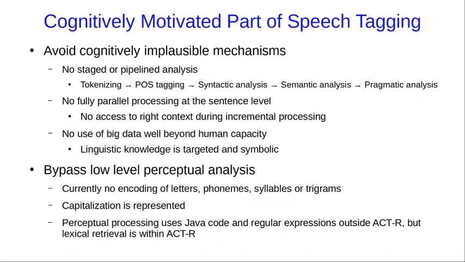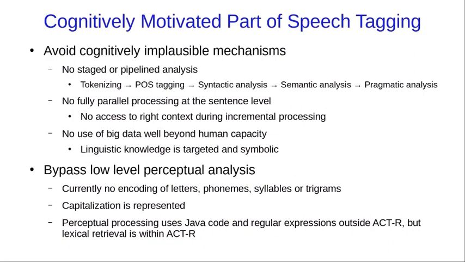We also avoid cognitively implausible mechanisms. There is no staged or pipelined analysis in double R grammar. So there's no tokenizing stage that provides the input to part of speech tagging, that provides the part of speech to syntactic analysis. These different stages are integrated in double R grammar. There is no fully parallel processing at the sentence level. Since there's no access to the right context during incremental processing, the entire sentence cannot be considered in parallel. And we do not use big data well beyond human capacity. The linguistic knowledge encoded in double R grammar is targeted and symbolic.